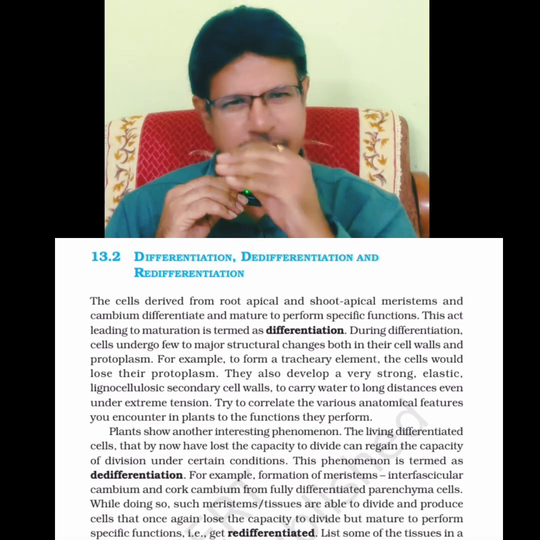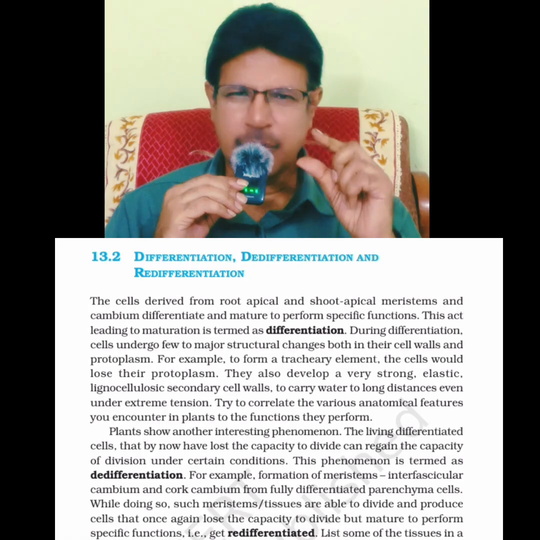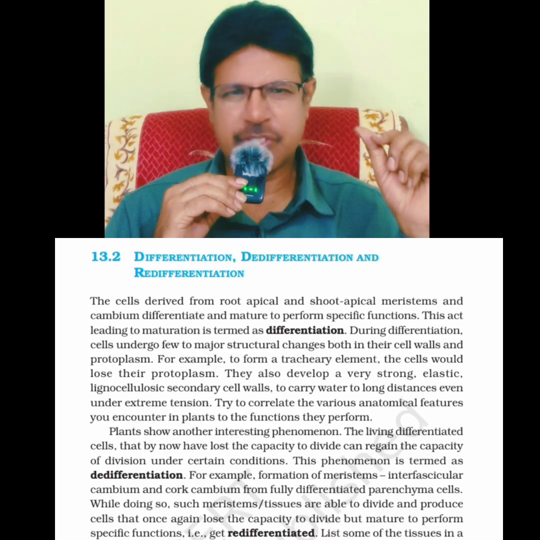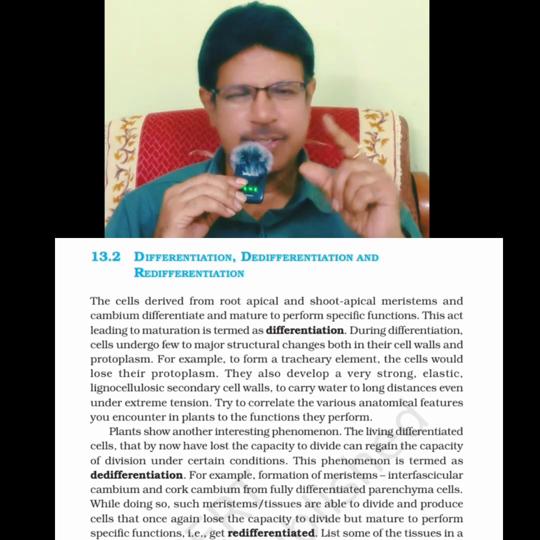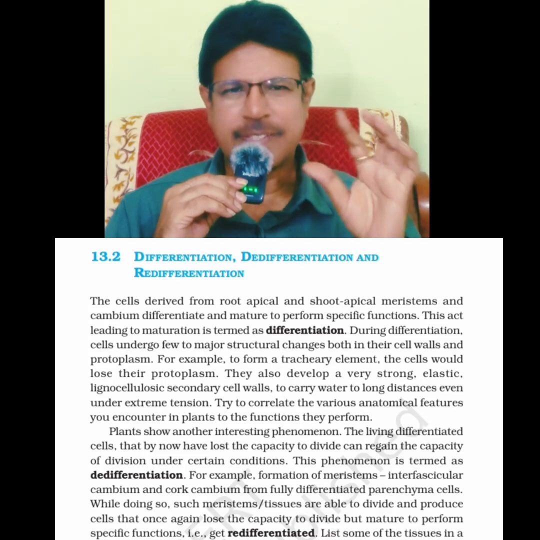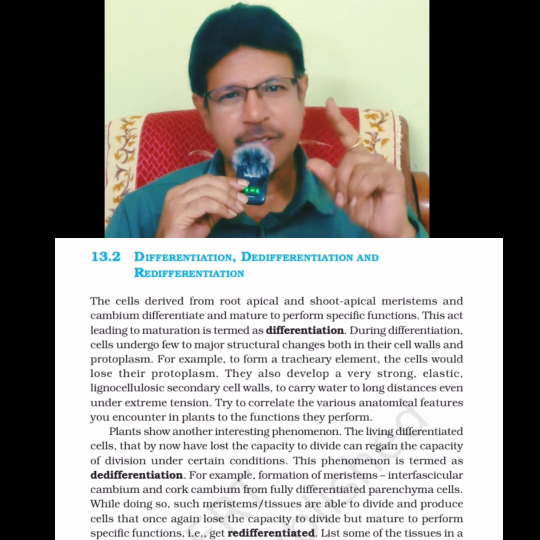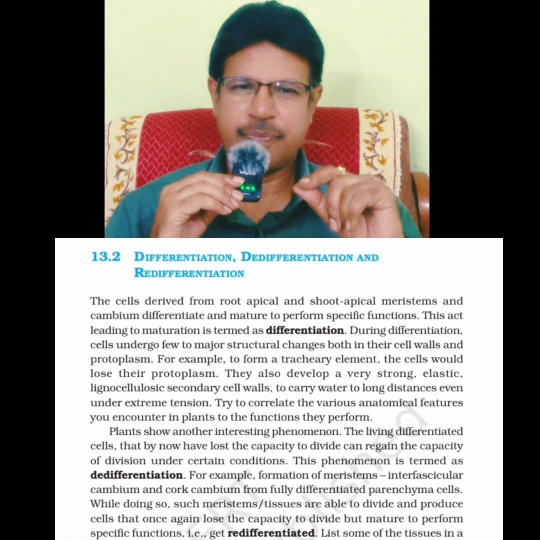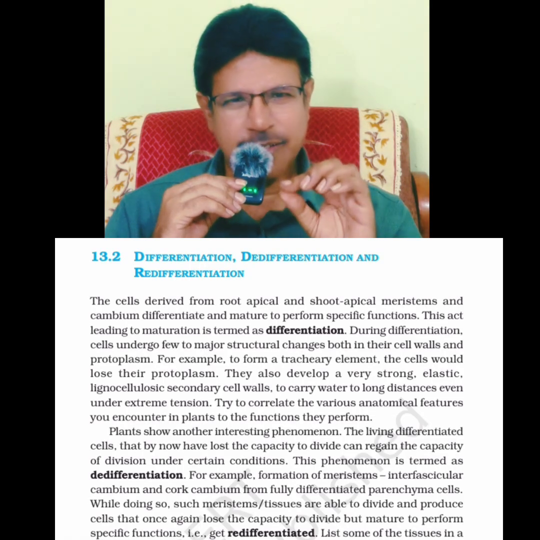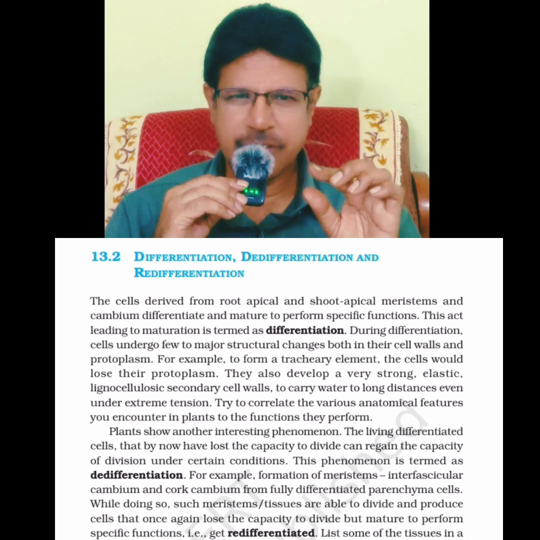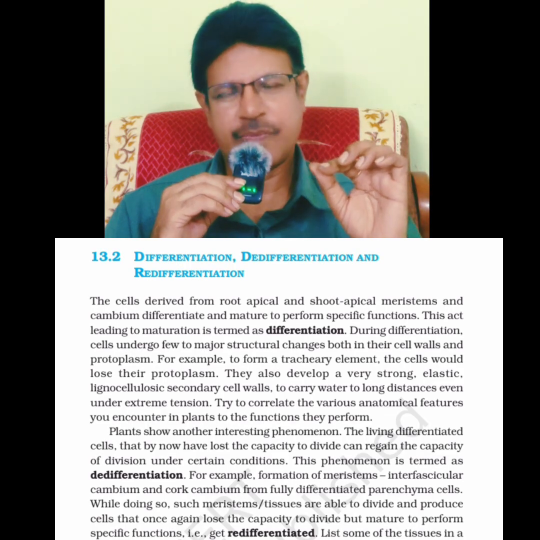Root apical meristem, shoot apical meristem, cambium, that is procambium. The cells derived from these meristems undergo differentiation and mature to perform specific function. So, the act that leads to maturation is nothing but differentiation. The cell can differentiate commensurate with the function it has to perform, because the cells undergo changes structurally, that is cell wall modification as well as protoplasmic modification.